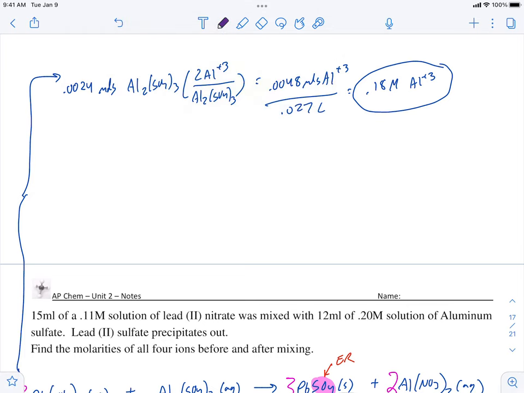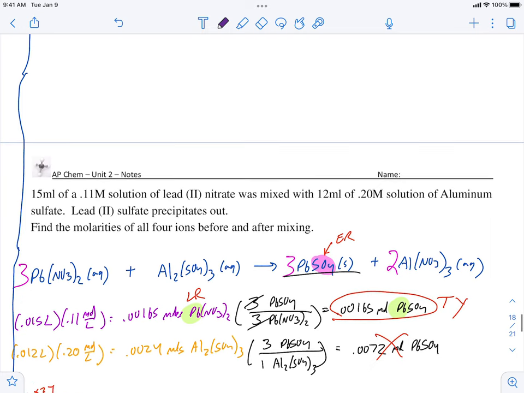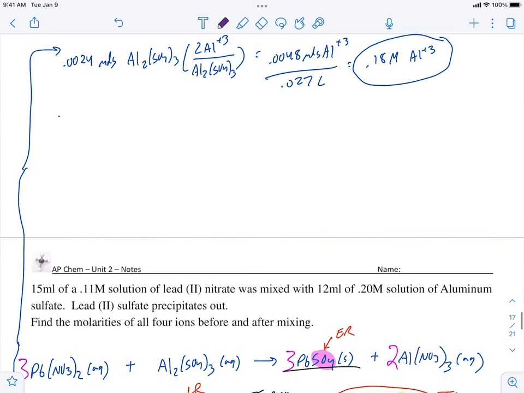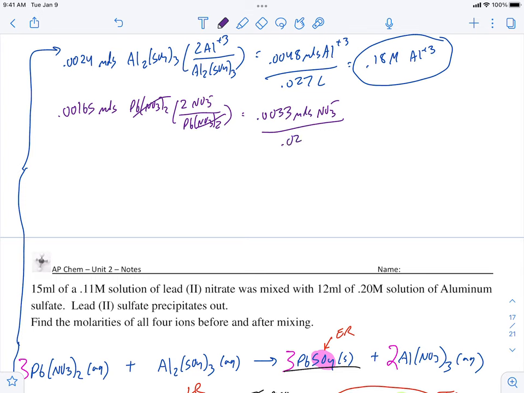Okay, last one. Nitrate. We had 0.00165 moles of the lead nitrate. There are 2 nitrates per formula. So that's 0.0033. The volume is 0.027. 0.12 molar nitrate.